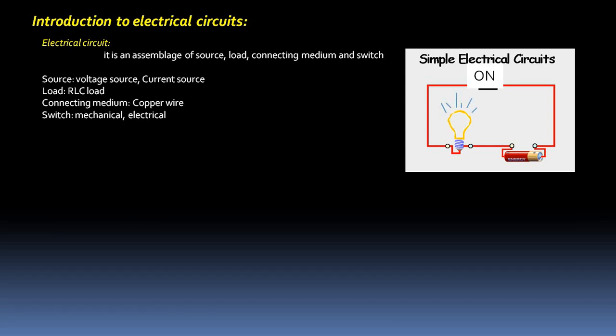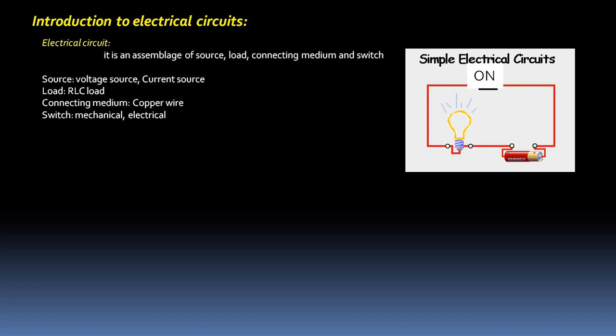The common sources are voltage source and current source, and we also have independent sources and dependent sources. That I will explain in upcoming videos. The generalized loads are resistive load, inductive load and capacitive load. Bulbs, heaters and iron boxes come under resistive load, and all motors come under inductive load. Coming to capacitive loads, the capacitors themselves come under the capacitive loads.